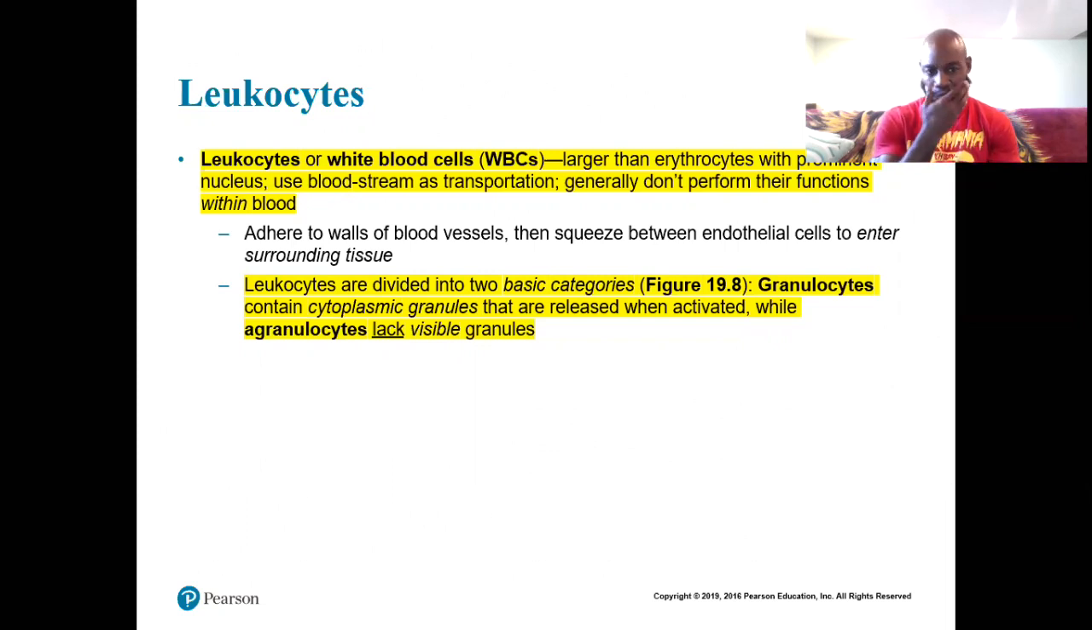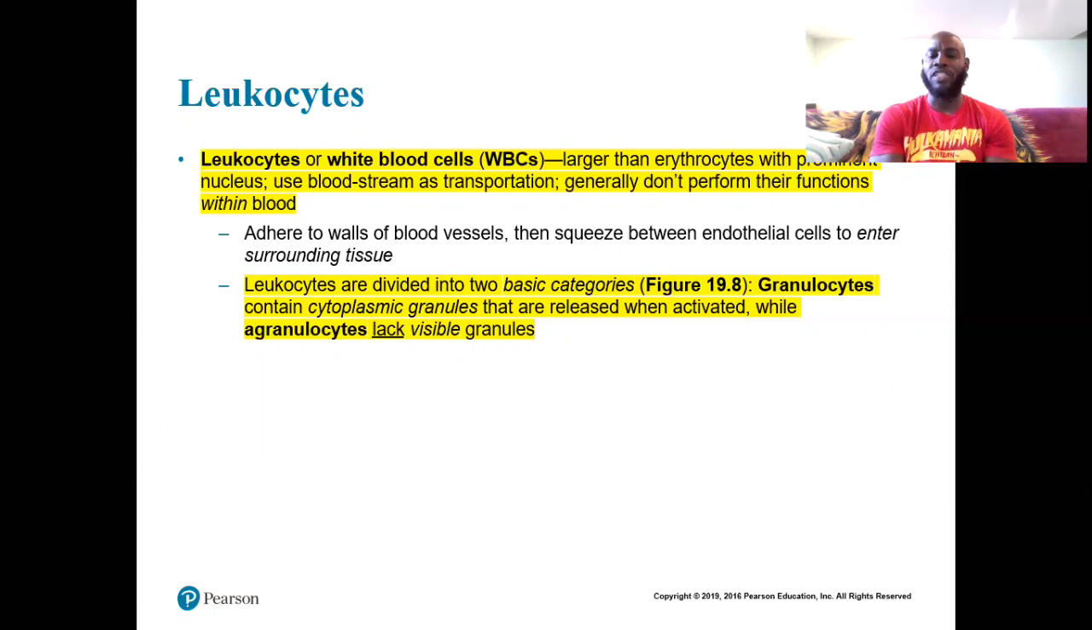Leukocytes are your white blood cells. Leukocytes, as we saw in that image in section 1 of this chapter, are larger than your red blood cells. They do have a nucleus. Their nucleus has not been ejected. So that means what? They'll probably live a little bit longer than red blood cells, but they use the bloodstream as a method of transportation. They are transported primarily through your blood, but generally don't perform their functions within blood.